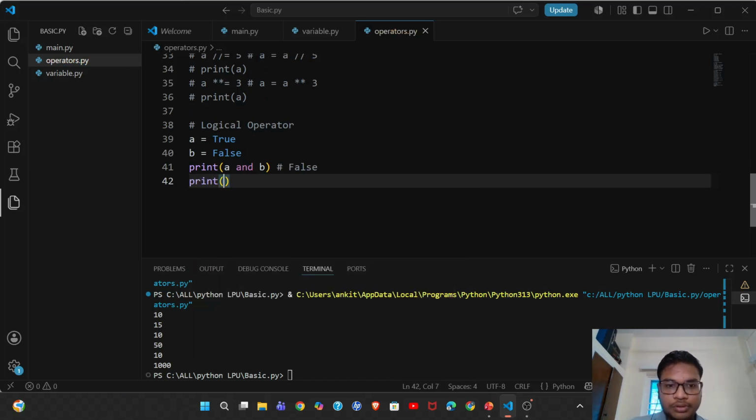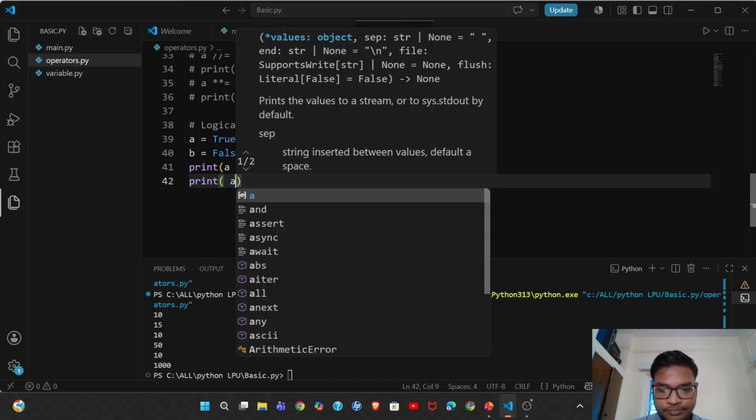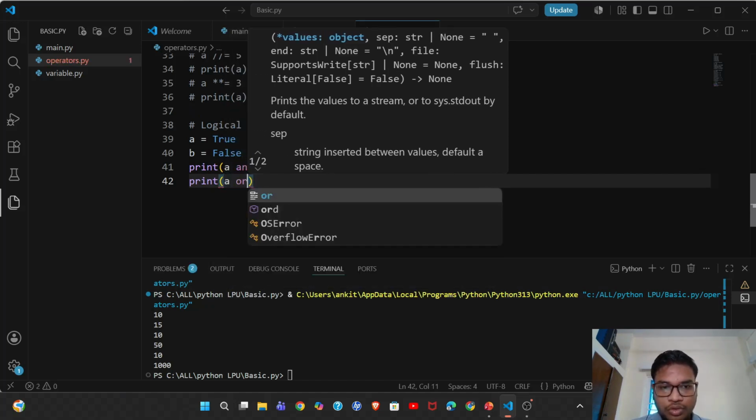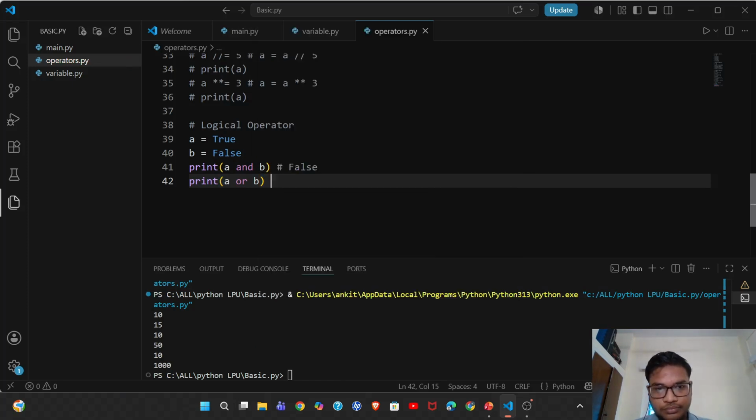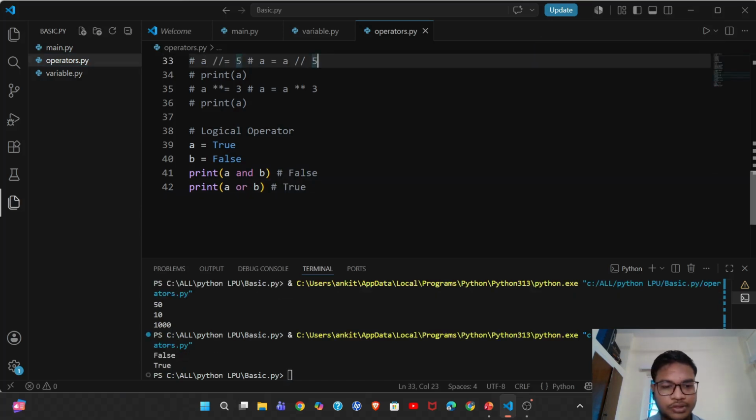Now print A or B. So what is the output? Because what do you mean by or? If either one is true, then the output is true. So A is true, therefore the output is true. Just run the file. False is correct and true is also correct.